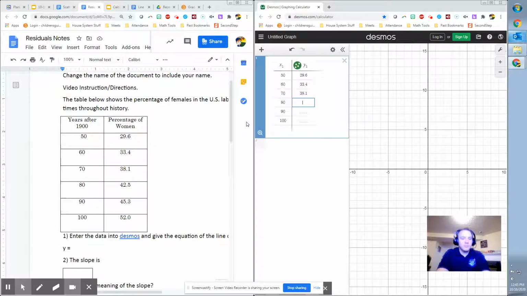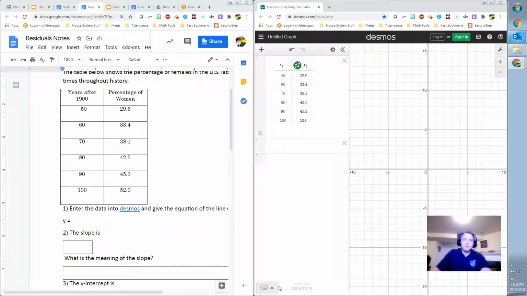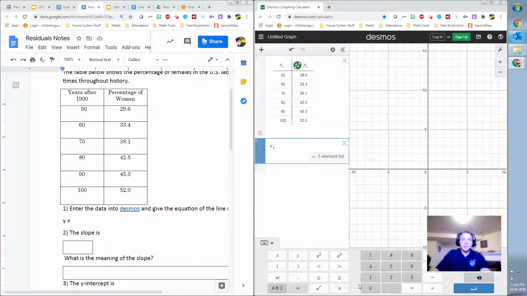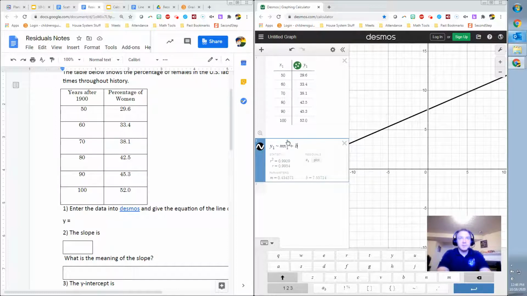38.1, 42.5, 45.3, and 52.0. So I've entered in all my data. Now I need the equation. So I'm going to go in here and I can put in the expression. And this is where I would have to put in the y sub 1 and then use the ABCs to get my tilde, equals mx sub 1 plus b, and it gives me this information.